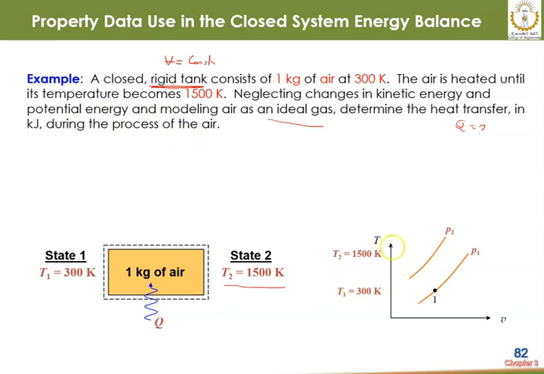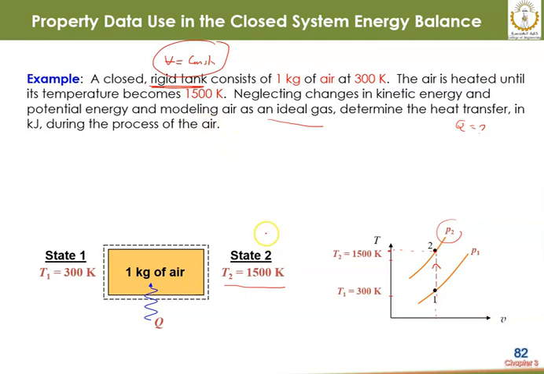So if we want to draw it in a T-V diagram, then state 1 will be at a certain pressure and a temperature of 300. Since this is a closed system, when the temperature increases, of course we expect that the pressure will increase, and that's what the constant pressure lines also indicate. If this is the temperature, then this is the pressure, and the process goes vertically up because this is constant volume, a rigid tank. This is something very important to notice.